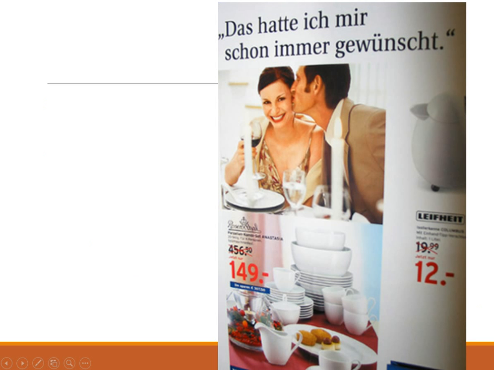So zum Beispiel, here's an example from a German advertisement. Das hatte ich mir schon immer gewünscht. This is an example of past perfect tense. So take a look at this and answer the question, what elements are the verb? Hopefully you recognize that hatte is a verb. If you looked at this alone, what is the tense of hatte?